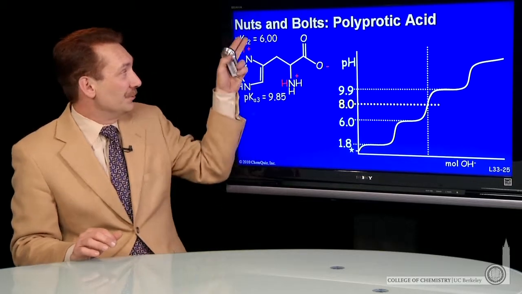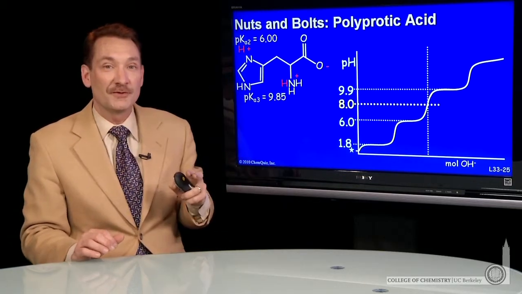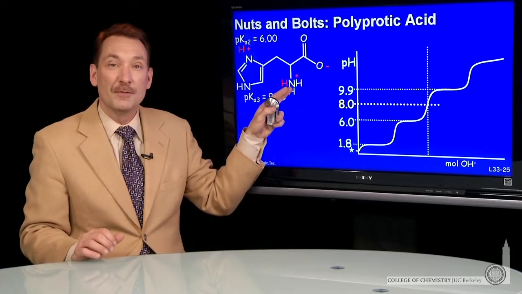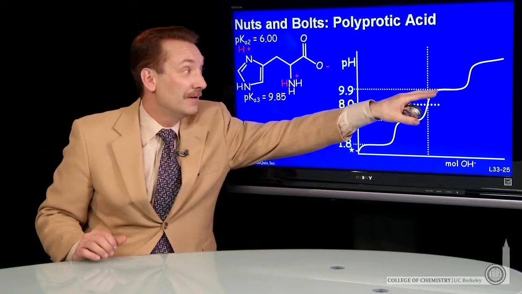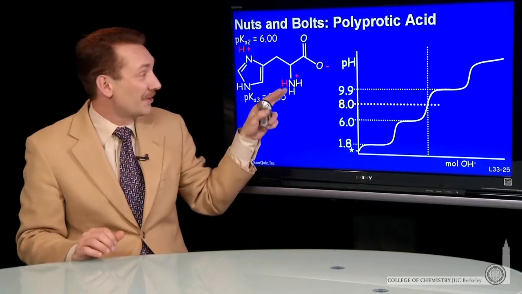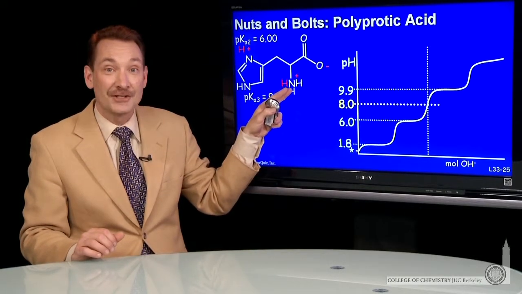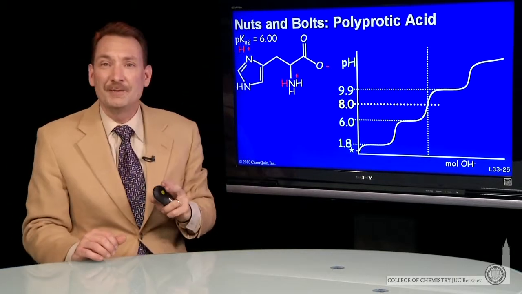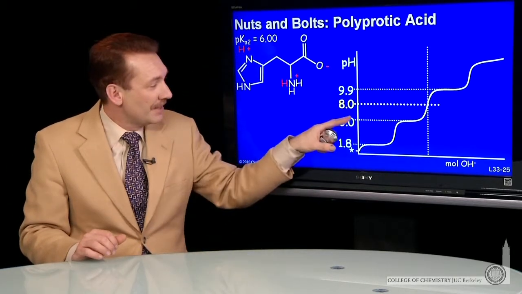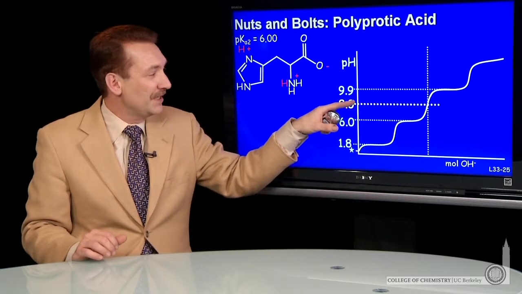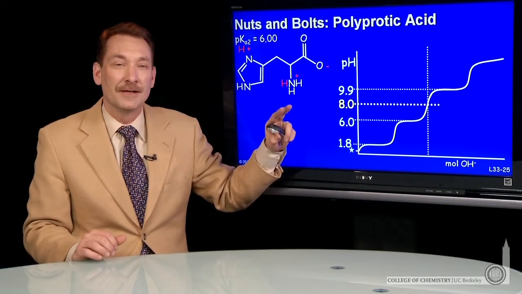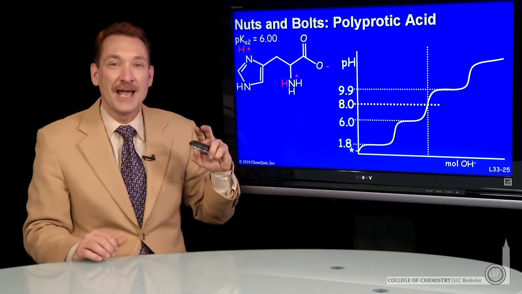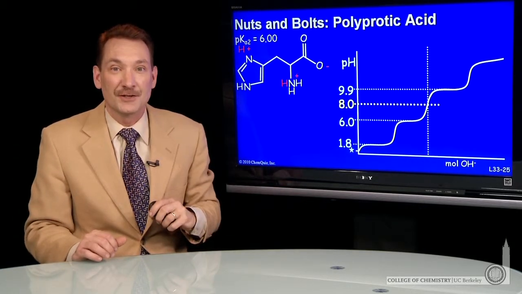The other two species we have to worry about. Now, this proton here won't be removed until we're above pH 9.9. So that one's certainly going to be attached. So we don't have to worry about this pKa. We just have to worry about this pKa 6. We're about 2 pH units above that. So at 2 pH units above this pKa, what species is present in solution?